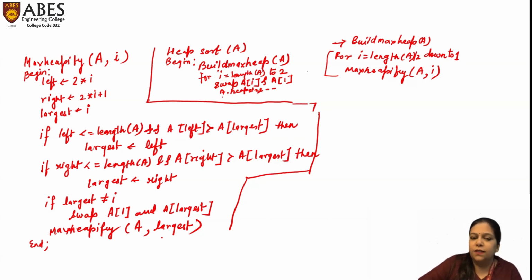And after this, we have to heapify again. That is, we have to call the max heapify function again with A and the root node. The root node will always be 1. So these are the 3 algorithms that work for heap sort: heap sort, build max heap, and max heapify.